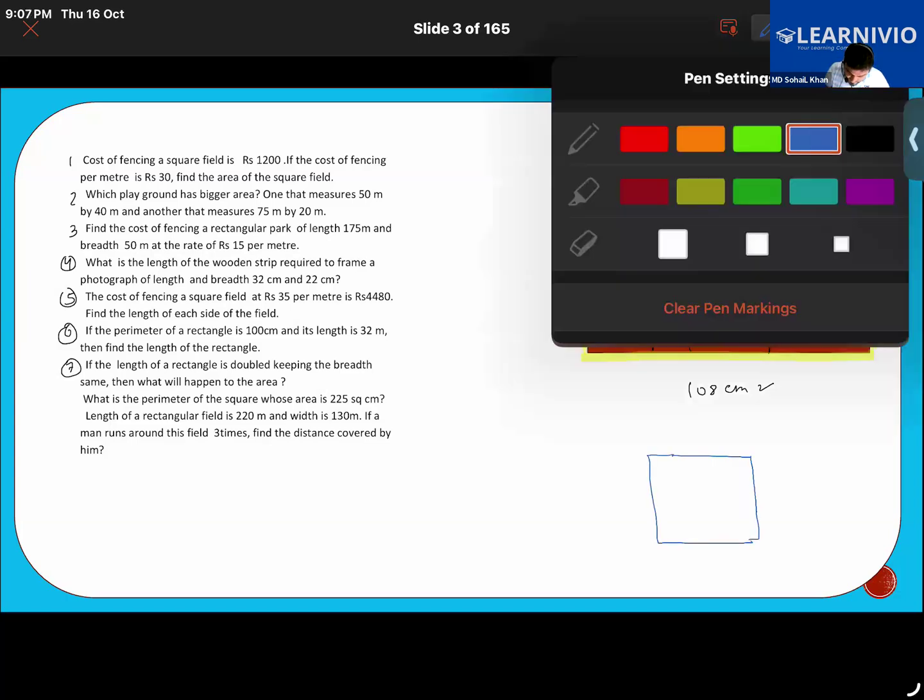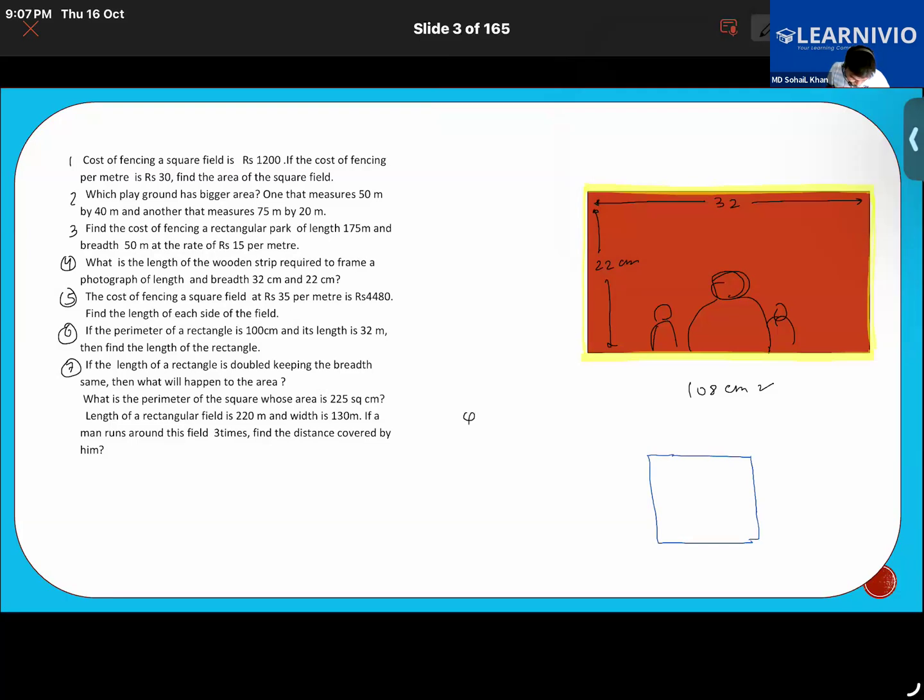What is given in the question? We are doing question number 5. In question number 5, rate is given: rupees 35. And cost is how much? Cost is 4,480. What you need to find? The length of each side of the field.